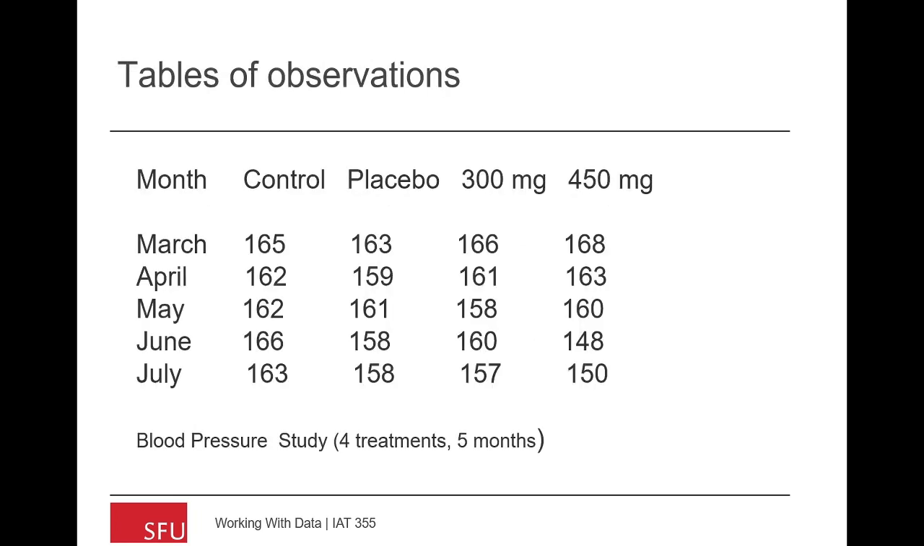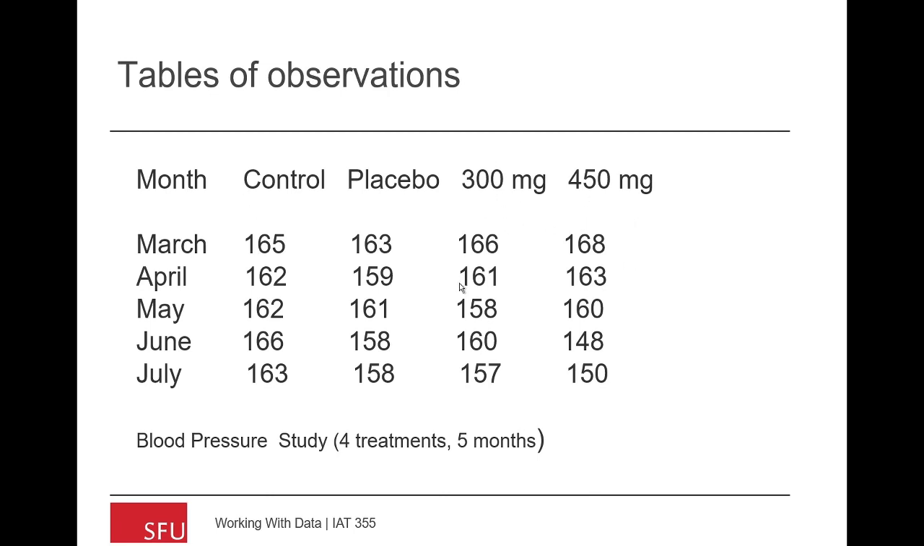So you might end up in this trial coming up with a table of observations. What we're showing here is the month when the observation was taken, and a number indicating the blood pressure of the control group in March. And here we have the number for April, May, June, July. And similarly, we get blood pressure numbers for the placebo, that is to say, sugar pills, a pill that does nothing. The control is no drug at all.